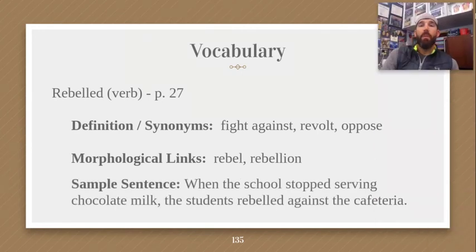So in my sentence, I got to move my big head out of the way. It says, when the school stopped serving chocolate milk, the students rebelled against the cafeteria. They were going to fight against that. They were going to storm protests. How dare they take away our chocolate milk? Go ahead and please write your own sentence now.